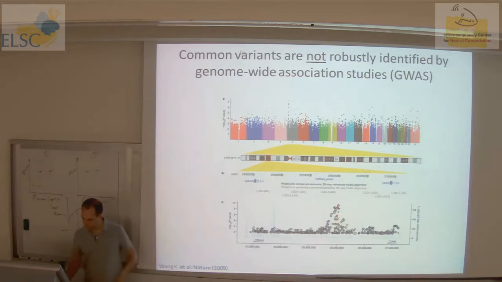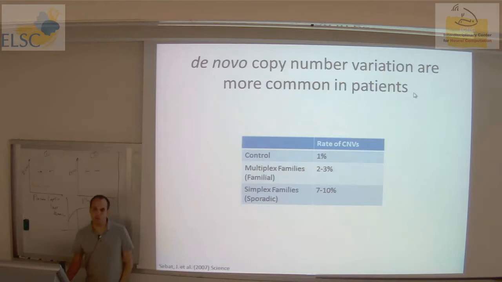For rare variation, it's different. We know that rare variation can cause autism, as you saw already with the syndromes associated with autism. The other thing that people found, which was maybe surprising, is that de novo mutations have a very large effect in autism.